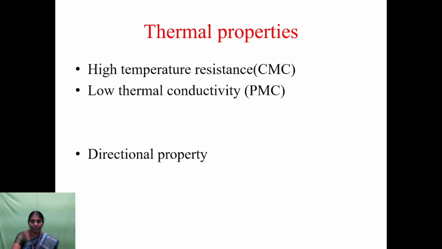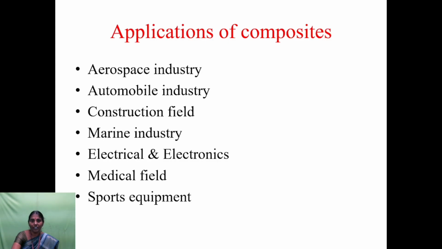Next one is thermal property. Due to their ability to withstand high temperature, PMC and CMC are used for high temperature resistance and low thermal conductivity. Also directional property: due to their anisotropic nature, they have particular directional properties. So next one is the application of composites. This is the white area.